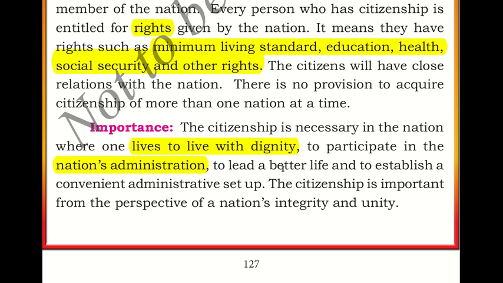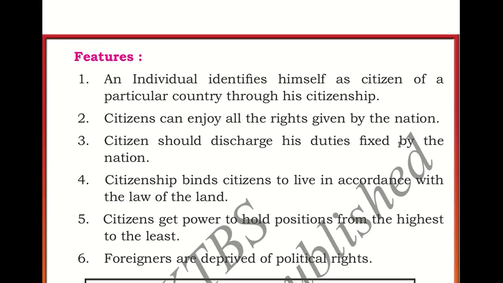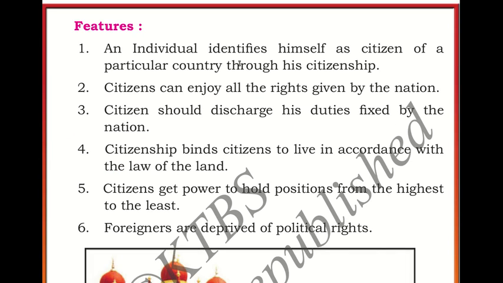To lead a better life and to establish a convenient administrative setup. So, for you to be part of the government or for you to participate in electing a government of India, you need to be a citizen of India. Citizenship is important from the perspective of a nation's integrity and unity. So, citizenship is also important from the perspective of a nation's integrity and unity. Up next, let's look at the features of citizenship.